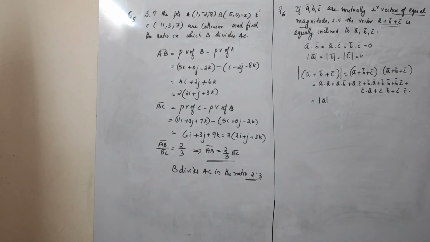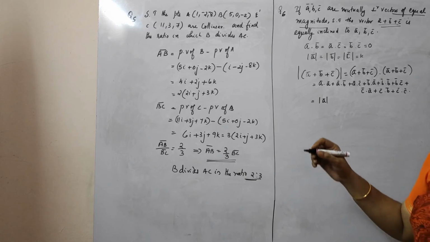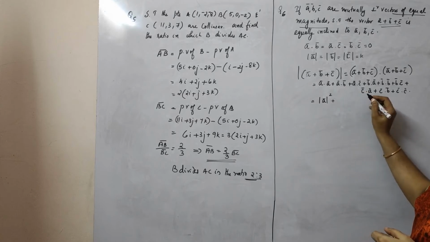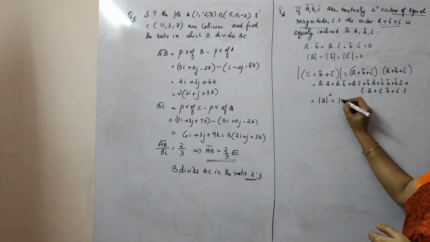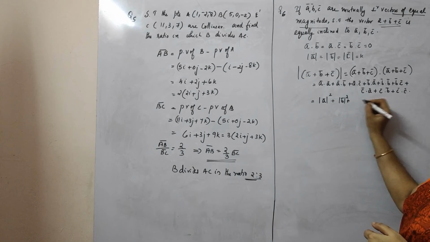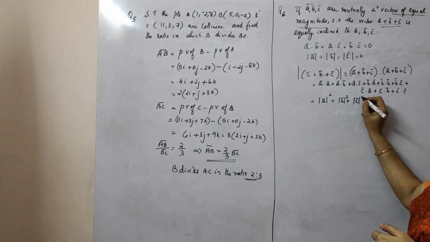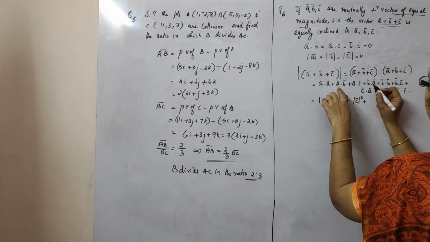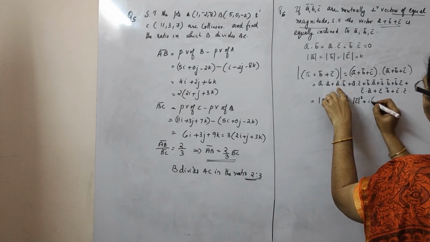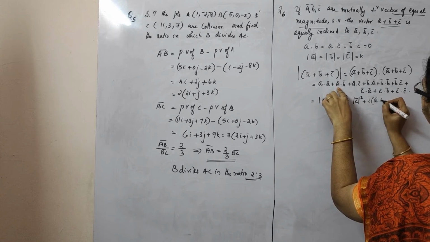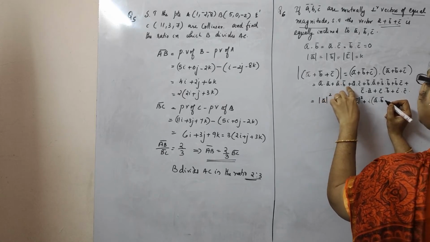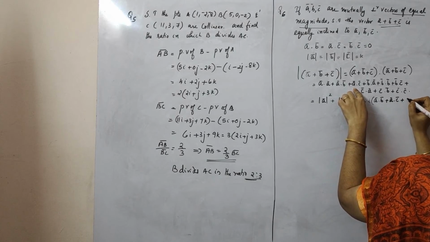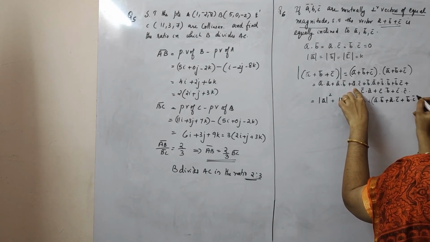Magnitude of vector A squared, plus B dot B, which is magnitude of vector B squared, plus C dot C, magnitude of vector C squared, plus you have an A dot B here and B dot A here. So I will write that as 2 times vector A dot vector B, because the dot product is commutative. Then vector A dot vector C, plus 2 times vector B dot vector C.